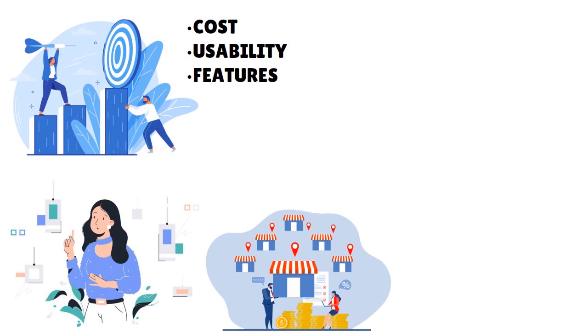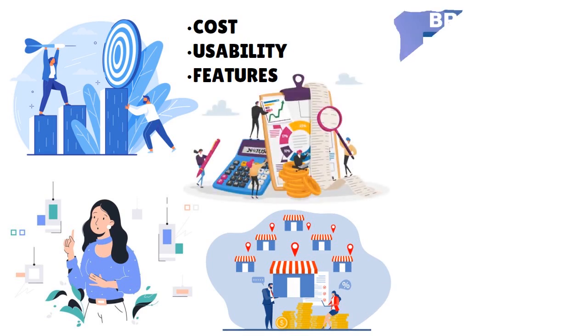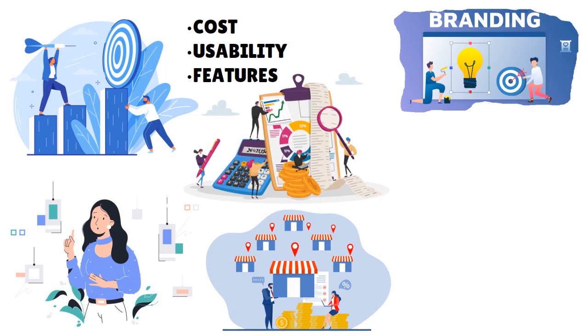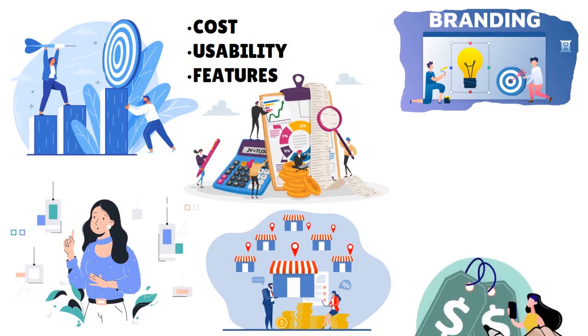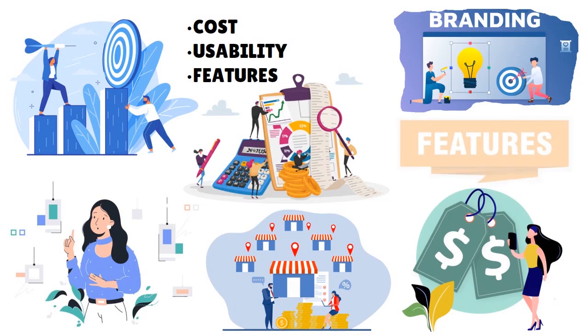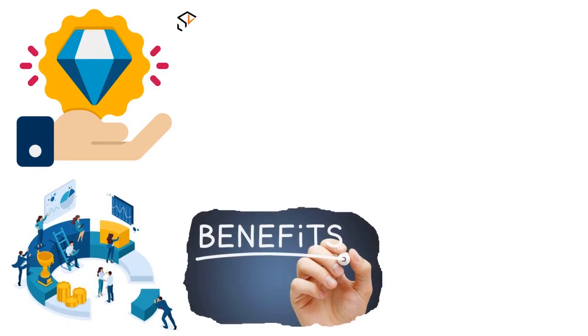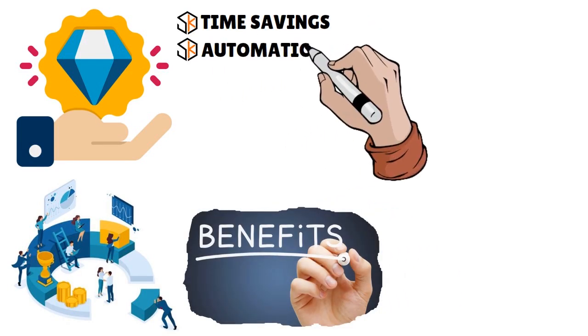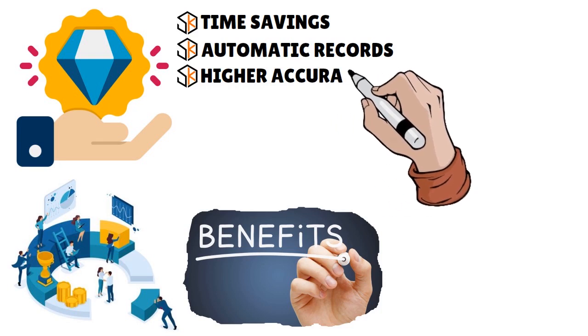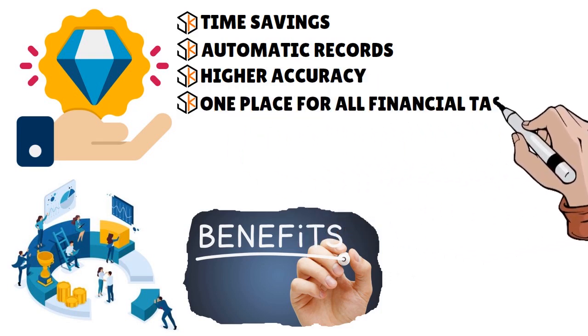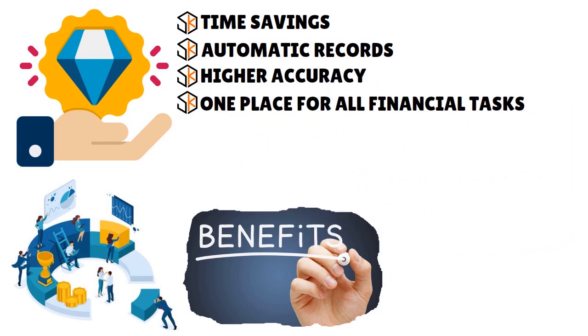I mean, a lot of small businesses just go right away into small business accounting software selection, thinking about the branding. But no, you want to make sure that you look at the price, look at the usability, and you want to look at the features too. And one thing I want to say here is that you have the ability to reap all the benefits of accounting software if you are well organized. So what are the benefits here? You have time savings, automatic reports, higher accuracy, and one place for all financial tasks. So this is really interesting.